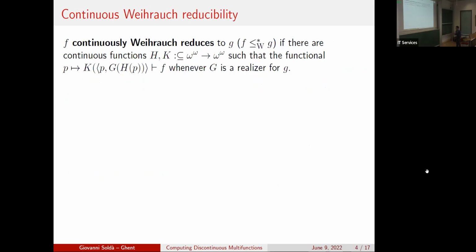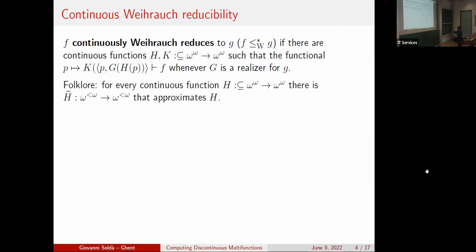But we will actually be talking about something more general in a certain sense. We say that f continuously Weihrauch reduces to g, and we denote it by adding a star on top of the reduction sign, if there are continuous functions H and K doing essentially the same thing that we wanted computable functions to do before. Something we should remember is that continuous functions from Baire space to Baire space are functions that are approximable, essentially. So you can come up with an h tilde from finite strings to finite strings that approximates the continuous function you're given.